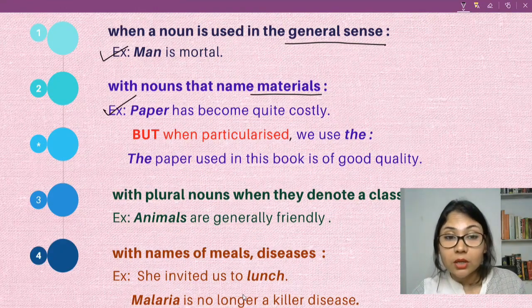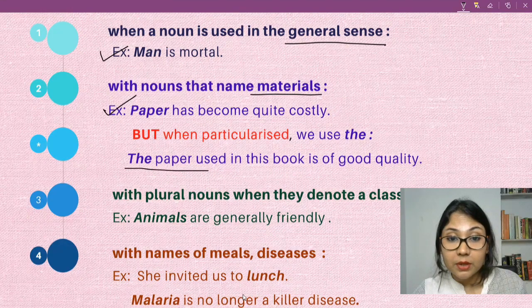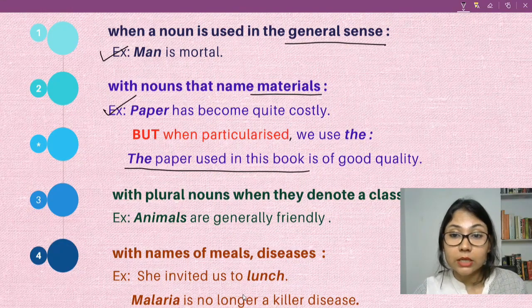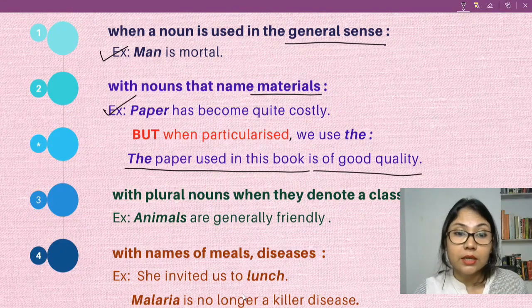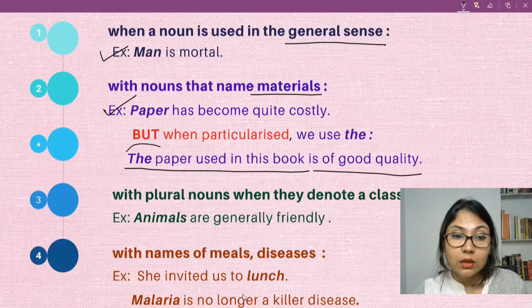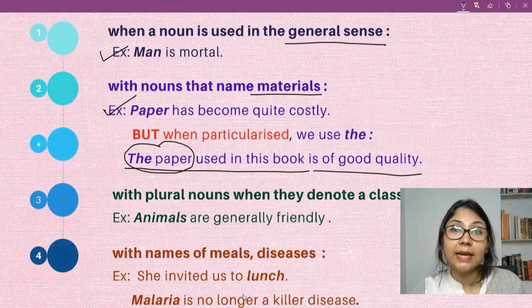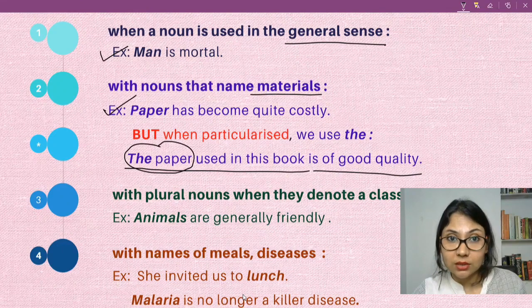But remember children, if it is particularized, we use the. Look at this example. The paper used in this book is of good quality. Here you are saying the paper because you're talking about the particular paper that has been used in the book. Whereas in this sentence where paper is used without an article, it is talking about the material paper.